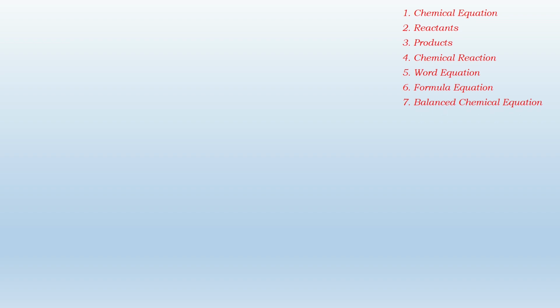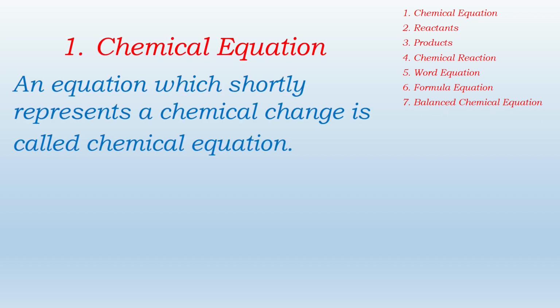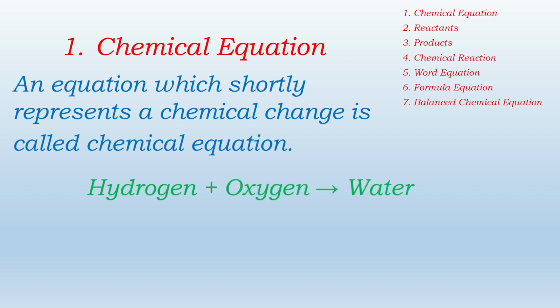At first, chemical equation. What is it exactly? An equation which shortly represents a chemical change is called chemical equation. Just for example, when hydrogen reacts with oxygen, they form water. Hydrogen is a gas which burns itself, but water doesn't burn. Oxygen is a gas which helps in burning, but water doesn't help in burning. That's why a totally new substance, water, is formed by the reaction of hydrogen and oxygen, and this is a chemical change. That's why an equation which shortly represents a chemical change is a chemical equation.